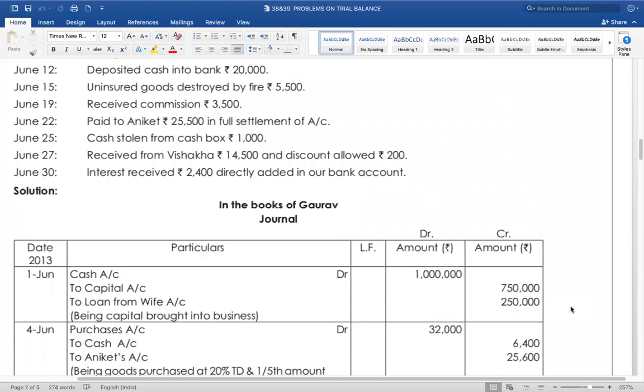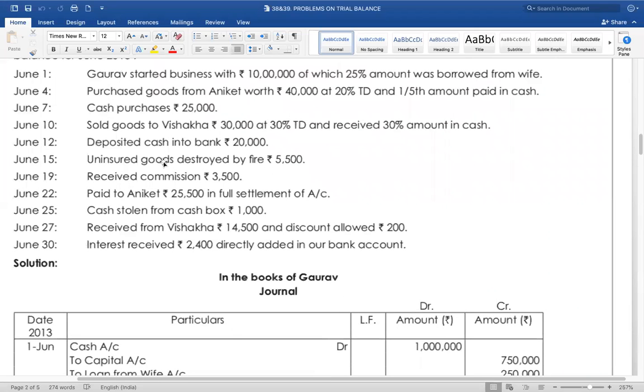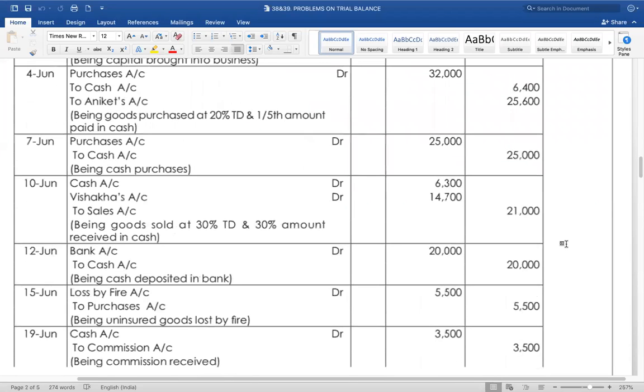No confusion directly. Next, on the 15th, uninsured goods destroyed by fire, 5,500. There's no insurance. Goods destroyed by fire, loss by fire. You purchased goods, and a part of that lot of purchase was destroyed by fire. So that's loss by fire 5,500, debit to purchases account.